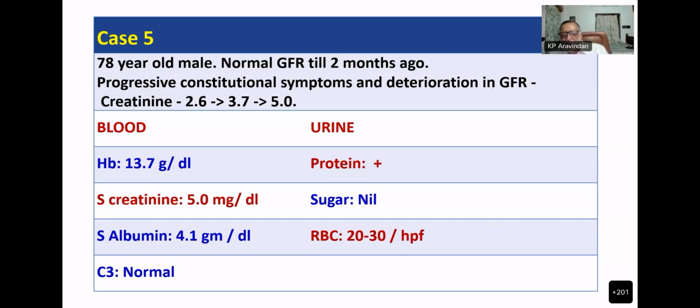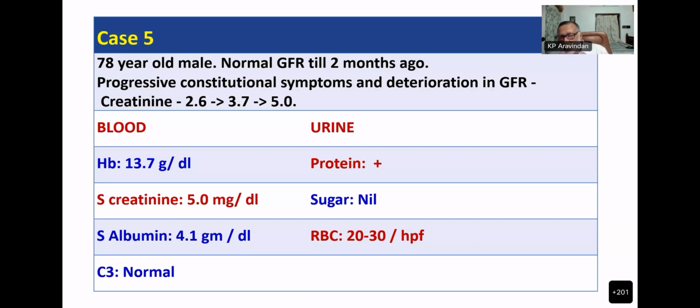So what would you call this? What is it that we should be really looking at? So, sir, from these laboratory investigations plus the clinical information, probably this is not a nephrotic syndrome. Yeah, it is not. Yes, agreed. Yes, but maybe it can point more to chronic progressive kidney disease. No, but normal GFR till 2 months ago in the history.